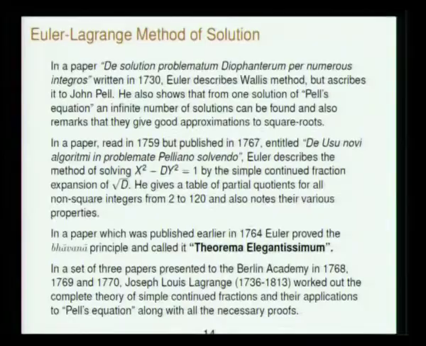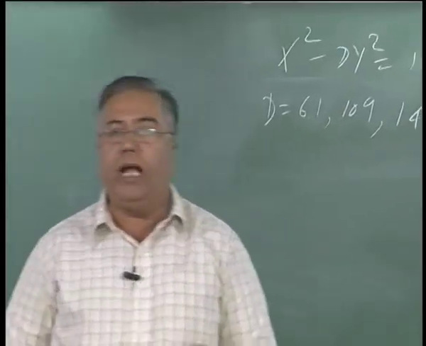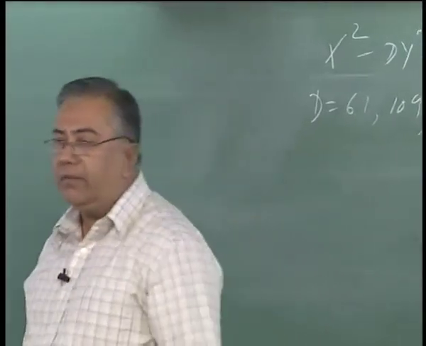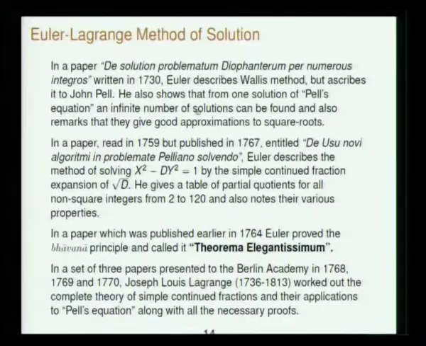Euler in 1730 describes Wallis's method and ascribes it to John Pell, and so the naming of this equation as Pell's equation is due to Euler. Euler wrote a famous book on algebra where he called it Pell's equation, and that name has stuck. First Euler starts by showing that there are an infinite number of solutions. Then in 1759 he gives a method for solving based upon the simple continued fraction expansion of root d, and he also gives a table of solutions from 2 to 120 for this.